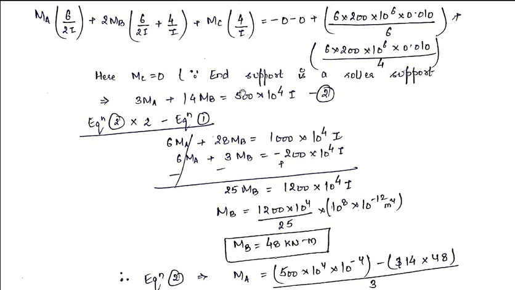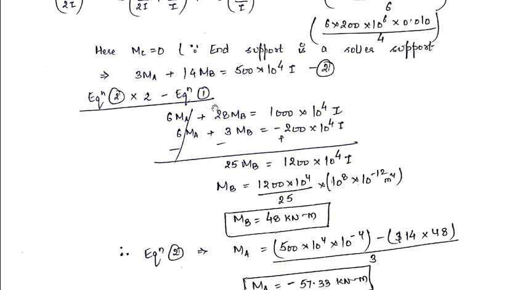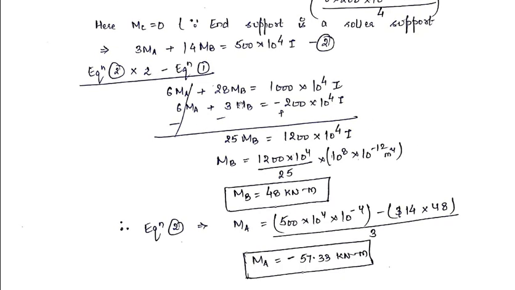So putting all the values, the second equation will come out to be 3MA plus 14MB equal to 500 into 10 to the power 4 I. Again, the value of capital I you don't need to put, just take this value from the left side to the right side, and the value of MC is already 0 because it is your end support and the end support is a roller support. Now solve equations 1 and 2 simultaneously. So equation number 2 into 2 minus equation number 1. On solving this equation like this, we will get the value of MB as 48 kilonewton meter.